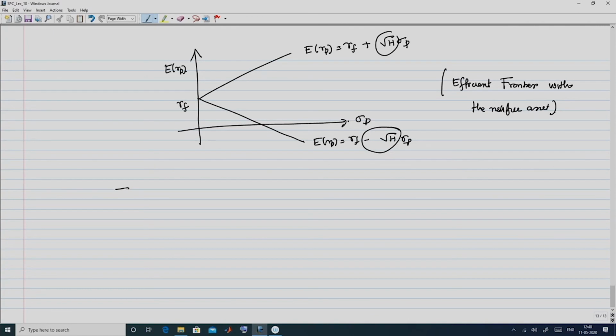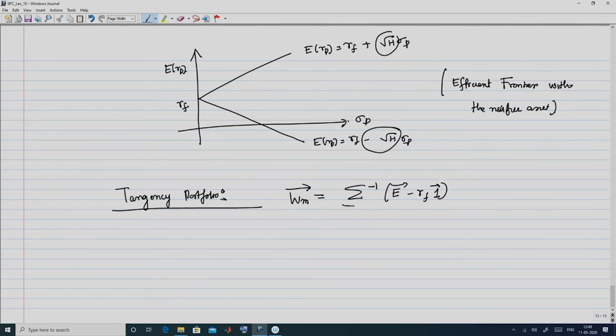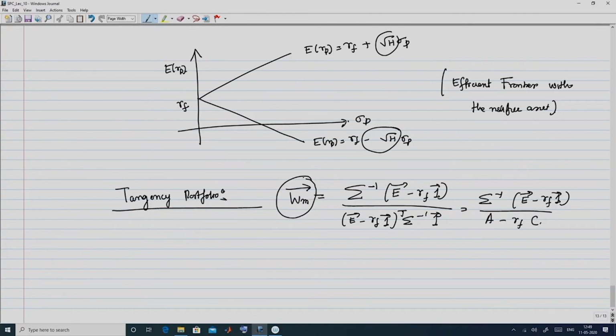Alright, so now we come to the last point, which is the tangency portfolio. Remember, the tangency portfolio was the portfolio designated as M. You can work out that the weight of this portfolio, so it is a long derivation, so I will just state the result, and this is given by sigma inverse vector E minus RF vector 1 divided by vector E minus RF vector 1 transpose sigma inverse 1, and this is sigma inverse E minus RF 1 divided by A minus RF into C. So, this is the weight of the tangency portfolio.